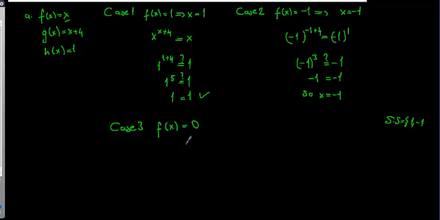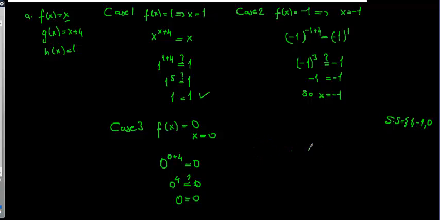If f(x) is equal to 0, let's see, 0 to the power of 0 plus 4, is it equal to 0? Because the function is x to the power of x plus 4. And 0 to the power of 4, is it equal to 0? Yes, 0 is equal to 0. So f(x) is equal to 0, it means that x is equal to 0. In the solution set also we can write 0.